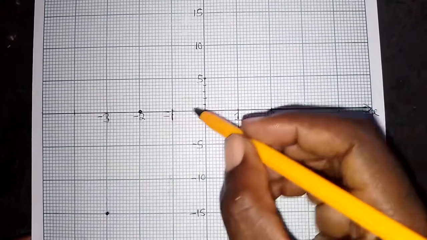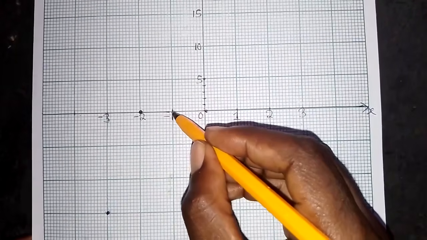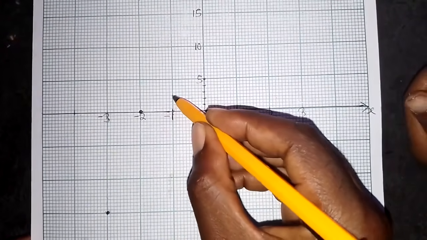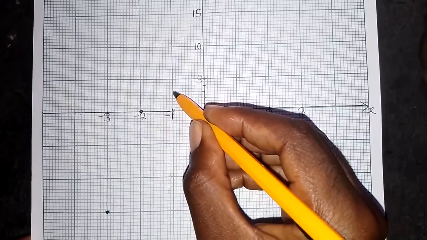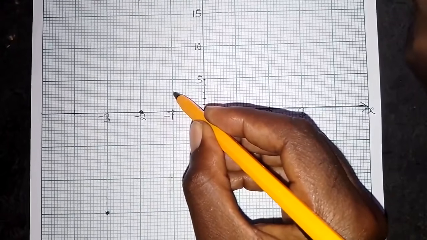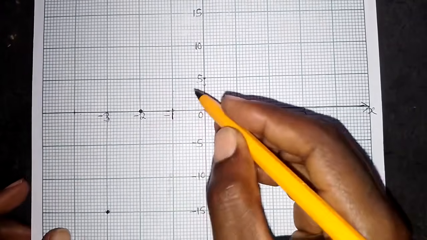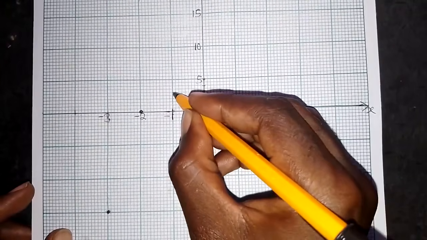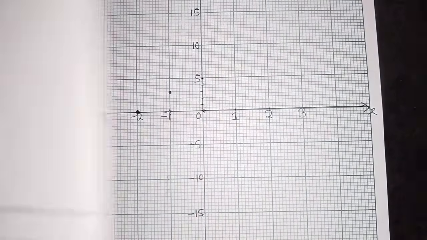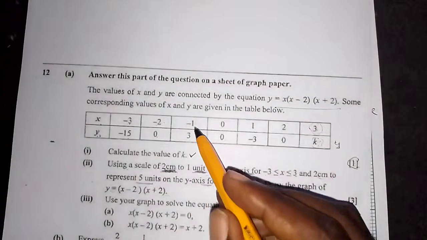So negative 1 comma 3. From here, 1, 2, 3. Have you seen? You end here. This is where you are supposed to end. Negative 1 comma 3 here. This is where the point is. We move to the next one. So we are done with this.